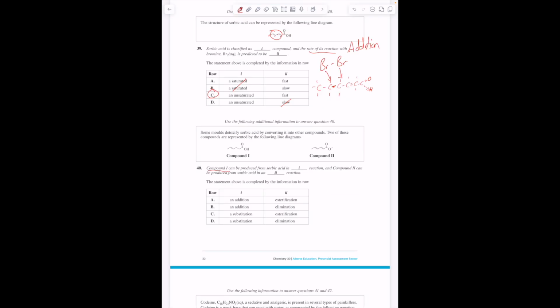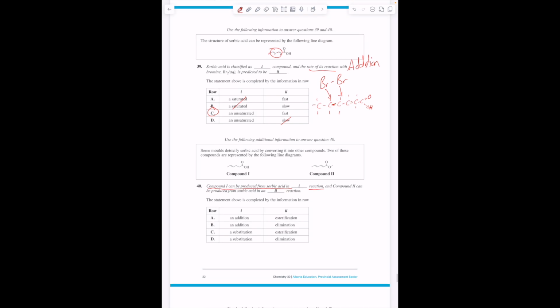40. Compound 1 can be produced from sorbic acid in, what's compound 1 again? Compound 1. Oh yeah, that's kind of what I just showed. So notice here, let me clean this up. Look at the difference. Here I have a double bond. That bond is gone, and I didn't add Brs to it. I added hydrogens. Anyway, so that was an addition reaction. I just added hydrogens. And compound 2 can be produced from sorbic acid in, so compound 2 is an ester, double bond to O, single bond to O. Okay, so 40 is A.